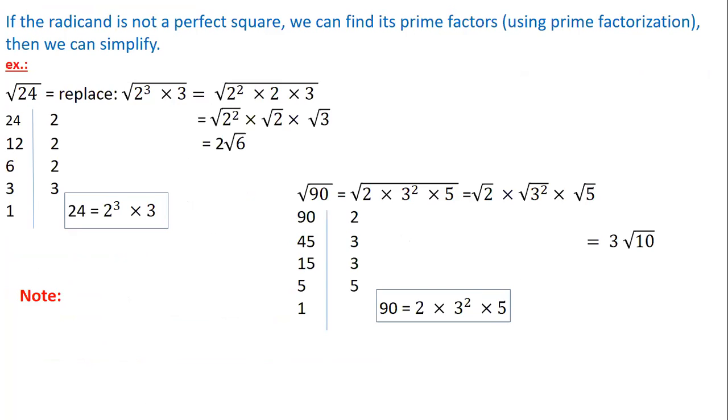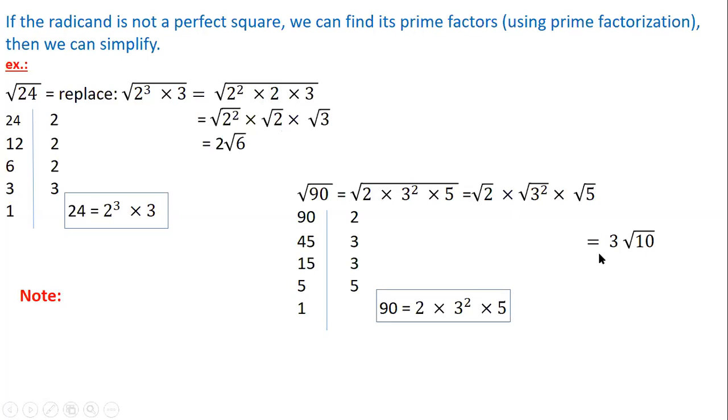If the radicand inside is not squared, it is not even, it is not odd, and it is a number, what should we do here? We should find the prime factors using prime factorization of the radicand, then we simplify. For example, radical 24, it is not squared, it doesn't have an odd exponent or an even exponent. So we do the prime factorization as I did here for the number 24, and we get the prime factors of 24. Now, instead of 24, we replace it by its prime factors. Then we split the big radical and we get the answer.